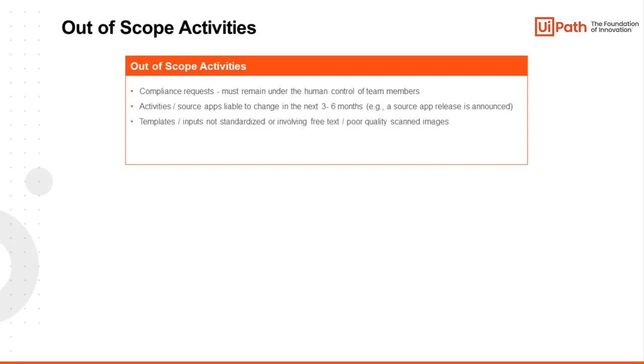Other non-automatable activities are the ones involving input that is not standardized or scanned images of poor quality, and the ones where human expertise is mandatory because they are very complex. Lastly, if the automation effort exceeds the benefits, or the percentage of the processed transactions is lower after automation, the activity is out of scope. Now that we have seen some examples, let's return to the documentation.